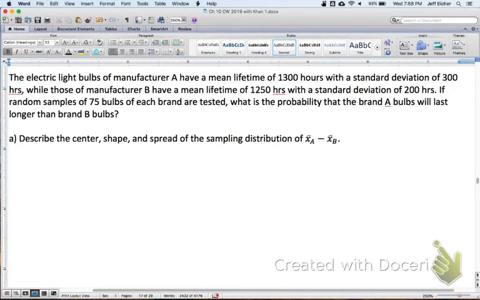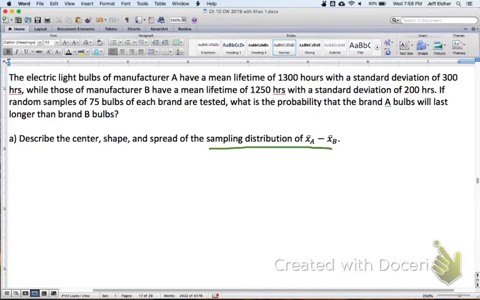Well, it's unnumbered, so numero 0. The electric light bulbs of manufacturer A have a mean lifetime of 1,300 hours, standard deviation 300 hours. Manufacturer B have a mean lifetime of 1,250 with a standard deviation of 200 hours. If random samples of 75 light bulbs of each brand are tested, what's the probability that brand A lasts longer than brand B? To be able to answer this probability question, we're going to need the sampling distribution of the difference in sample means.